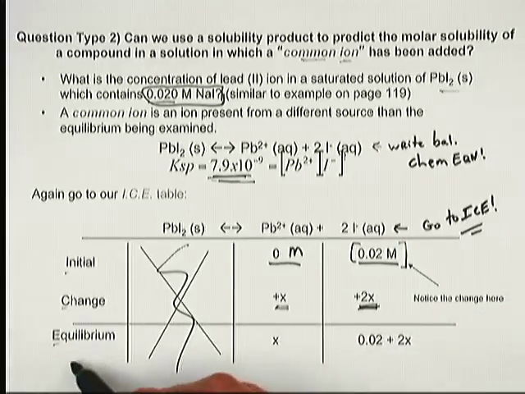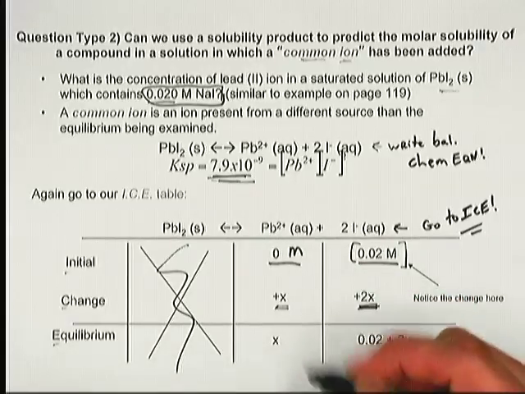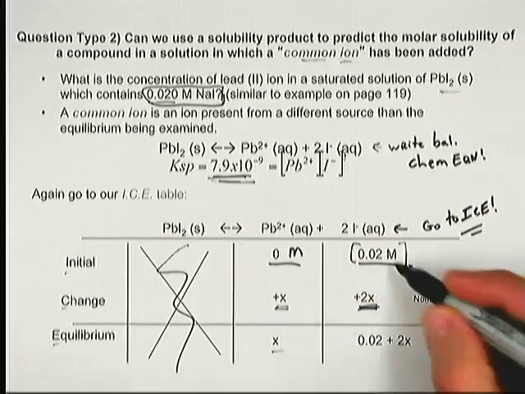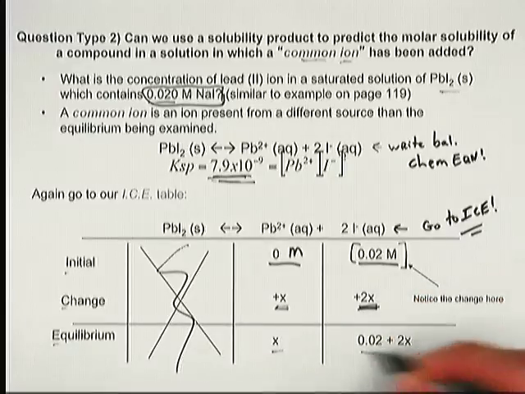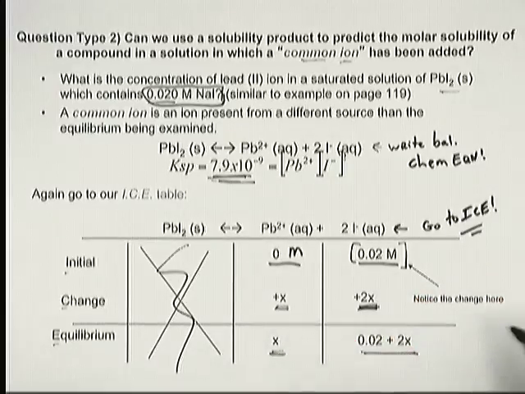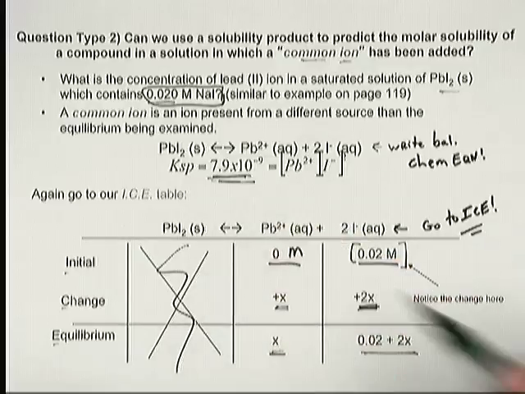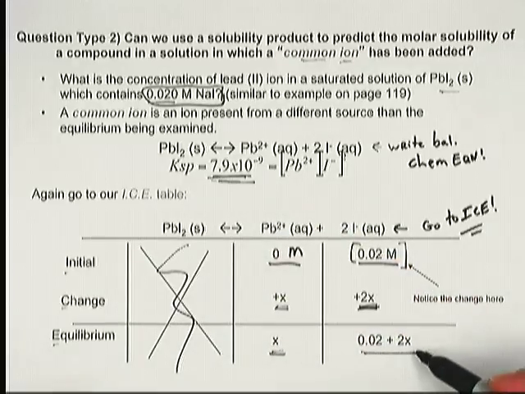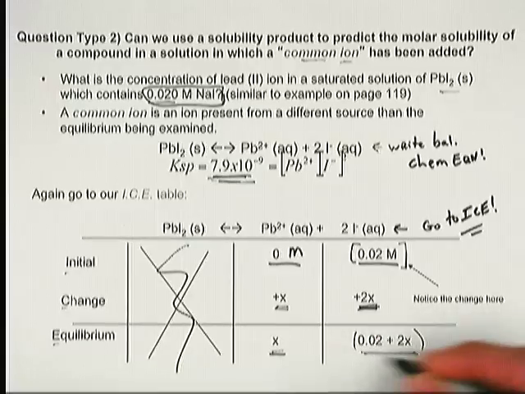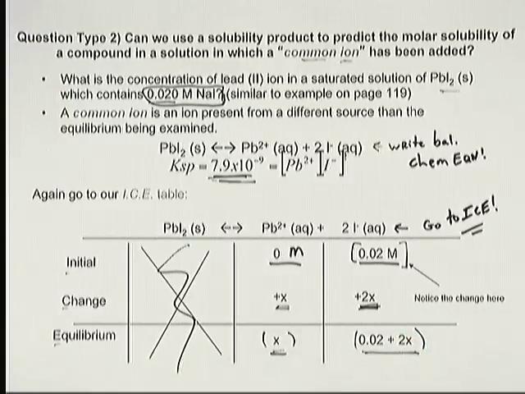And again, third row is equilibrium. You just add whatever's above, so 0 plus x is x, 0.02 plus 2x is what I would expect for that. So when some of this stuff dissolves, I'm going to increase the concentration of lead, and I'm going to increase the concentration of iodide in accordance with these equations, okay? So I think you probably have a pretty good idea for where we're going to go at this point.